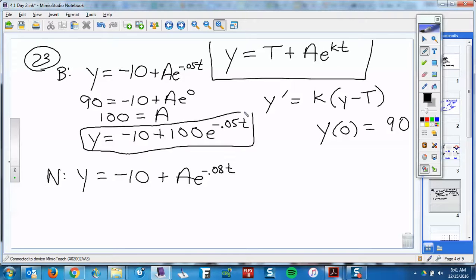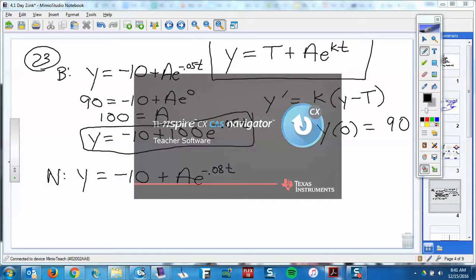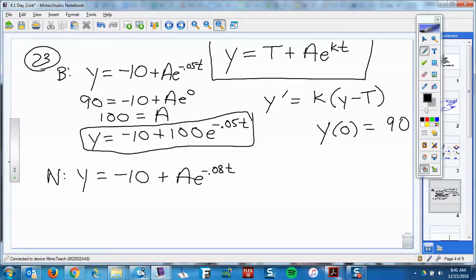Once you have that equation, you can answer any question you want. And they asked two. They said, how long does it stay above 70? So let's get logged in on our calculators here.